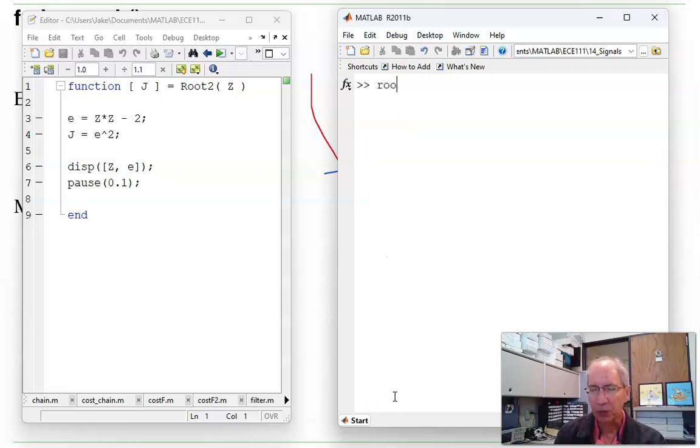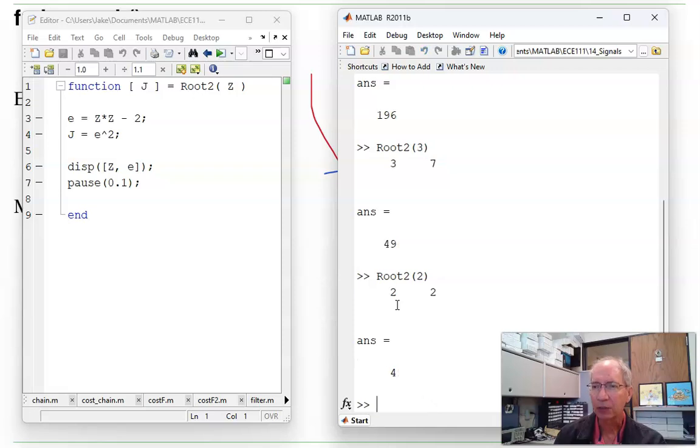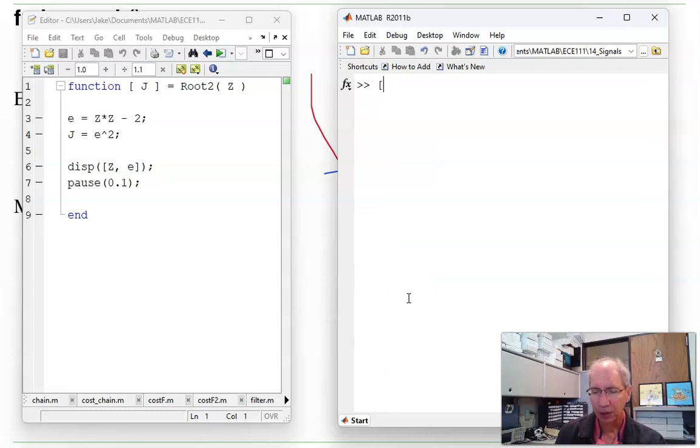So I say, is the root of 2 6 or 5? So here's my guess. This is the error, 23. There's j, error squared. Is the square root of 2 4? Cost got smaller, it's closer. Is it 3? Is it 2? I can now use fminsearch. Say ZE is fminsearch. Here's my function, root 2.